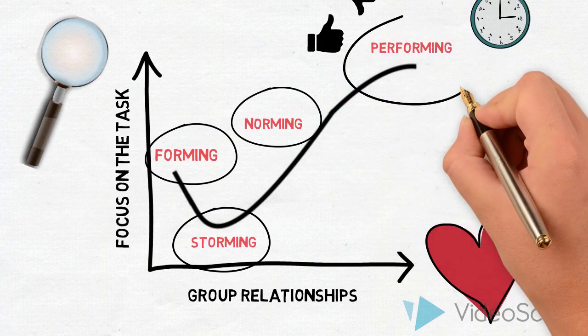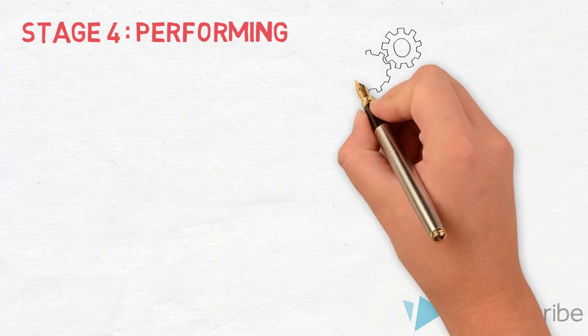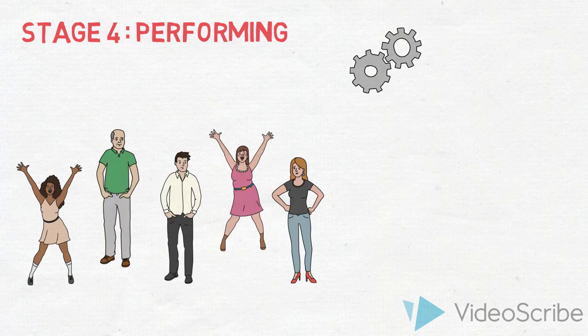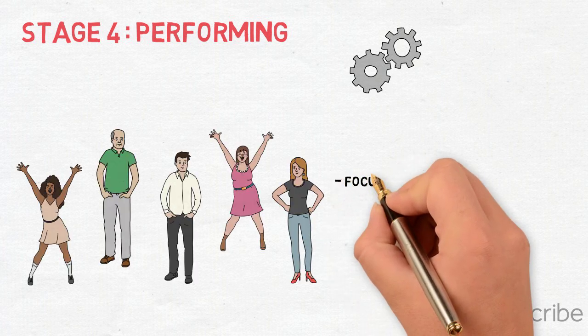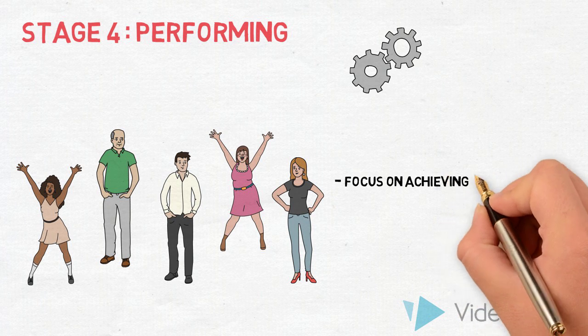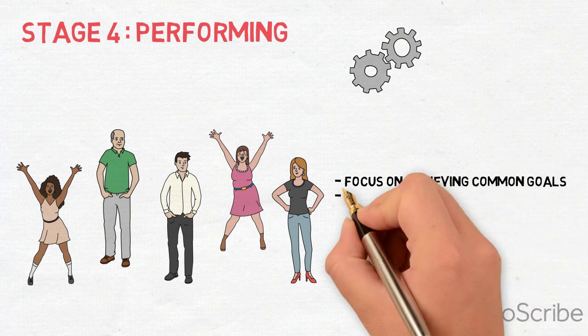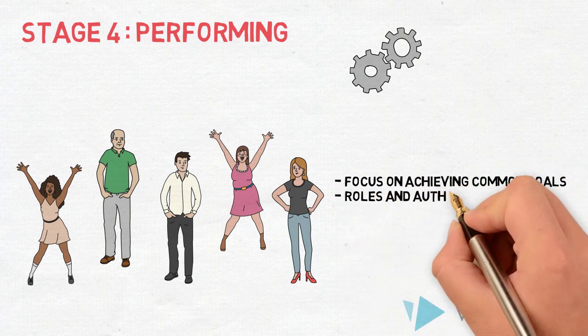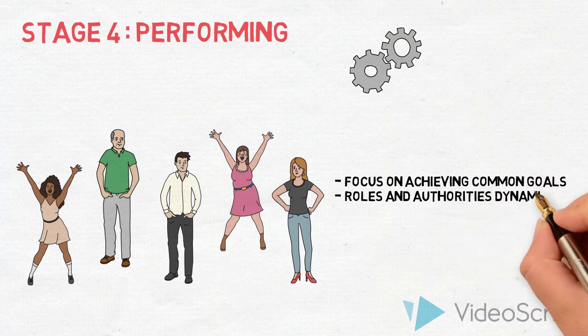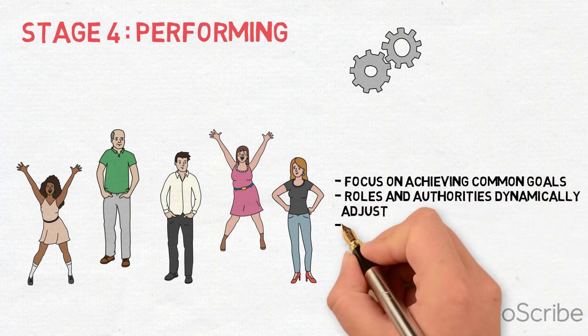The fourth stage is the performing stage. When group norms and roles are established, the team reaches the performing phase. Group members focus on achieving common goals that helps them reach a high level of success. Their roles and authorities dynamically adjust to the changing needs of the group and individuals. By this time, they are motivated and knowledgeable.